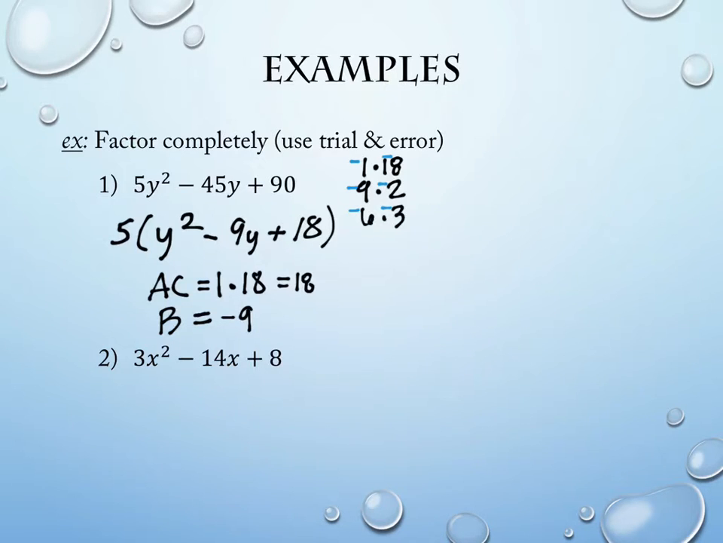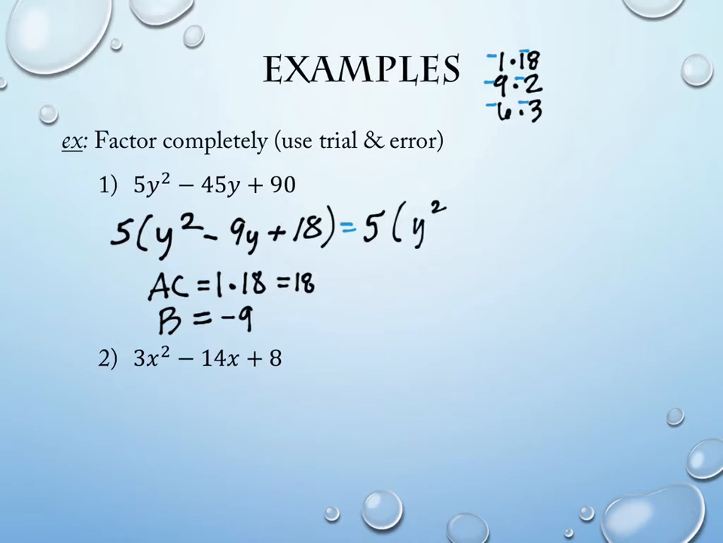Which two add to negative 9? The 6 and the 3. Okay? So I'm going to shift this up actually. I've got my 5 here. And then now I've got my y squared stays the same. I've got negative 6y and negative 3y. And then I've got my positive 18. Okay, is that all right for everybody so far? AC method just with a 5 in front. Lovely.